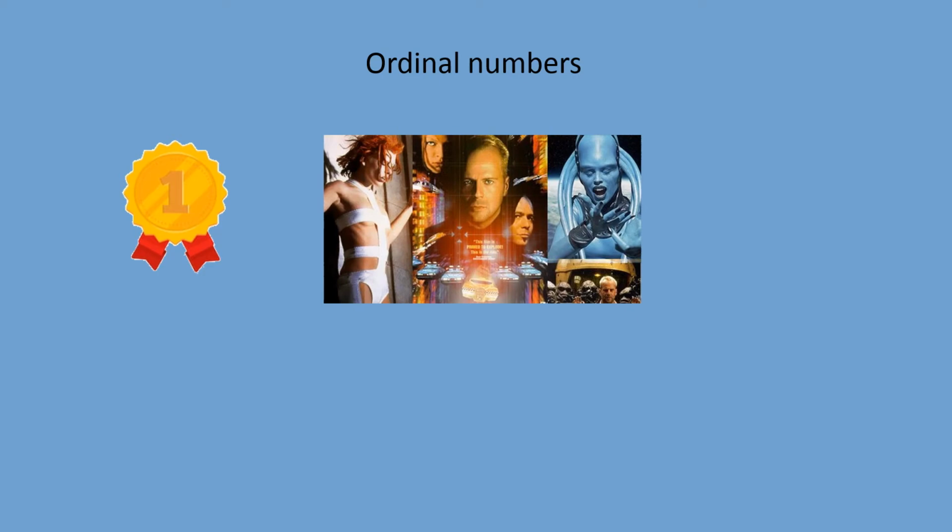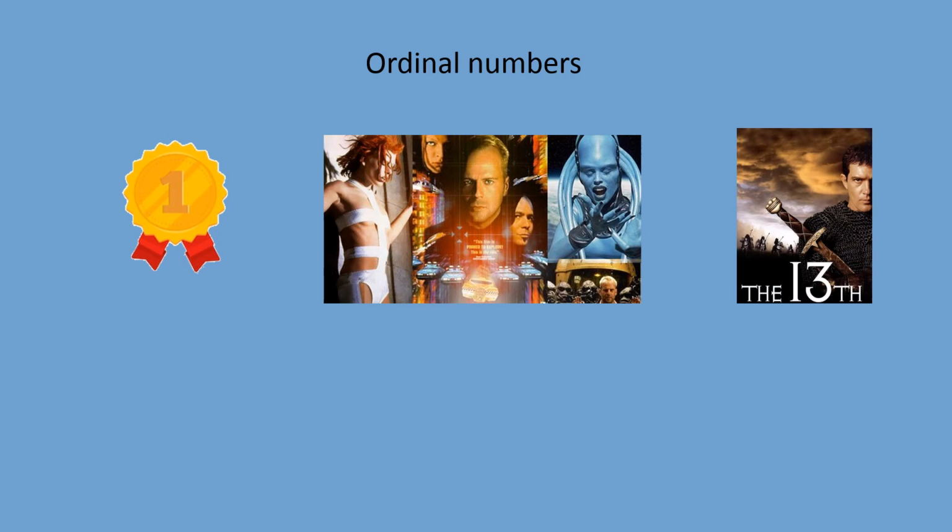Okay, now let's analyze the ordinal numbers. In which situations do we use ordinal numbers? Many times we can say, hey, I won the first prize. So we say first prize. Or for example, we have a couple of movie titles like Fifth Element or The 13th Warrior. So ordinal numbers give us position in some kind of list. Something is first, then second, then third, the fourth, the fifth. So this is the function of numbers as ordinal numbers.